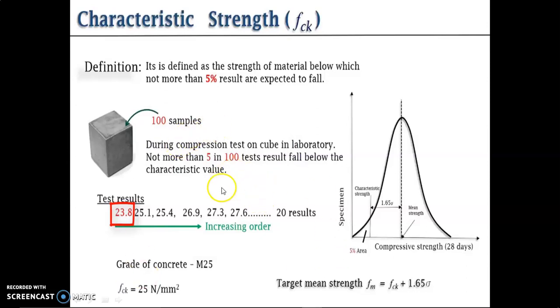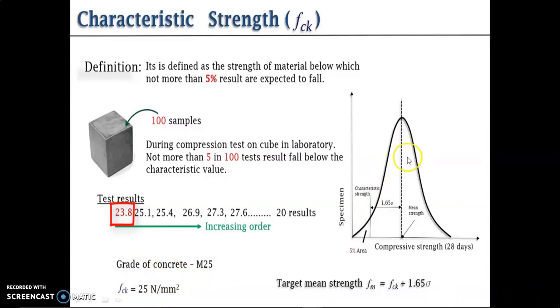Here we take 25. Here we cast M25 and we take several results. You see here only one result is below 25 and the other results are more than 25. Okay, so here we cast M25 and we know that fck is equal to 25, means this is the concrete value, means grade of concrete.